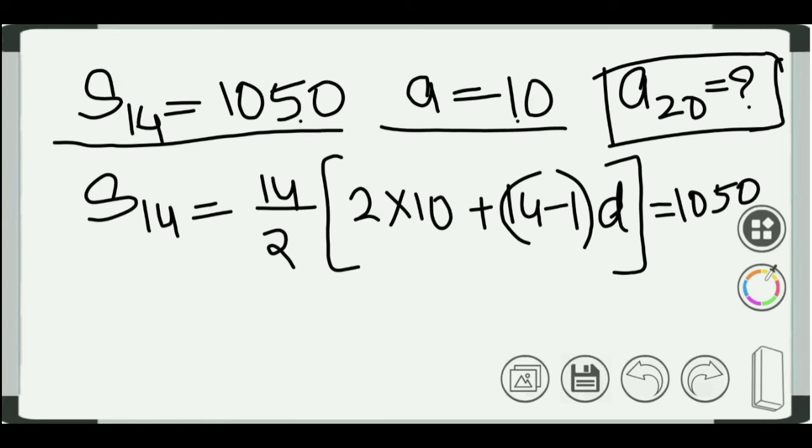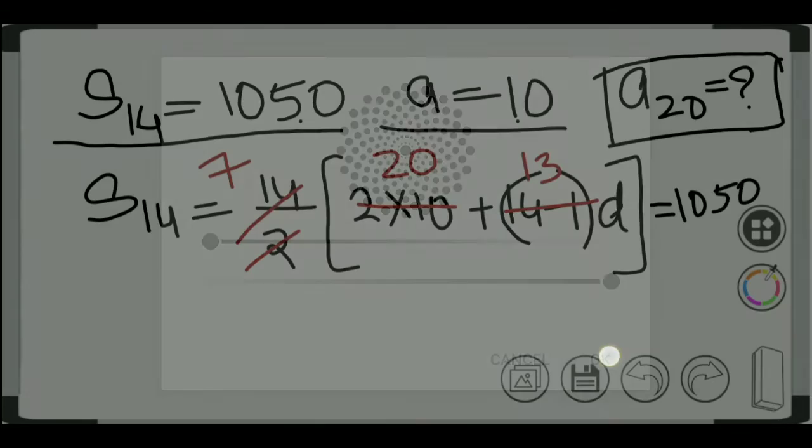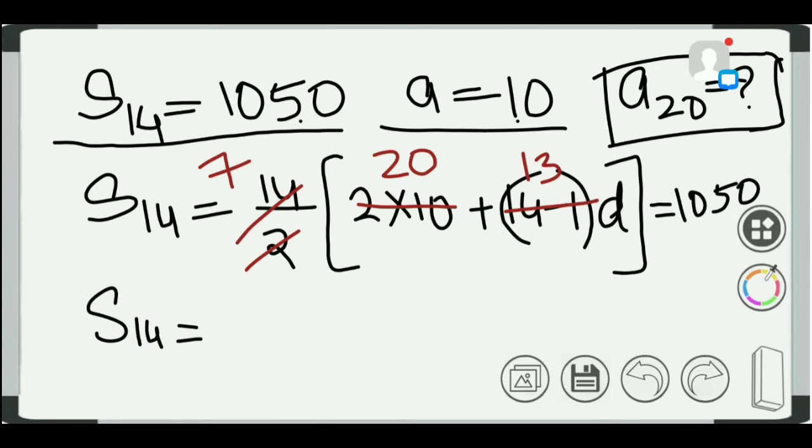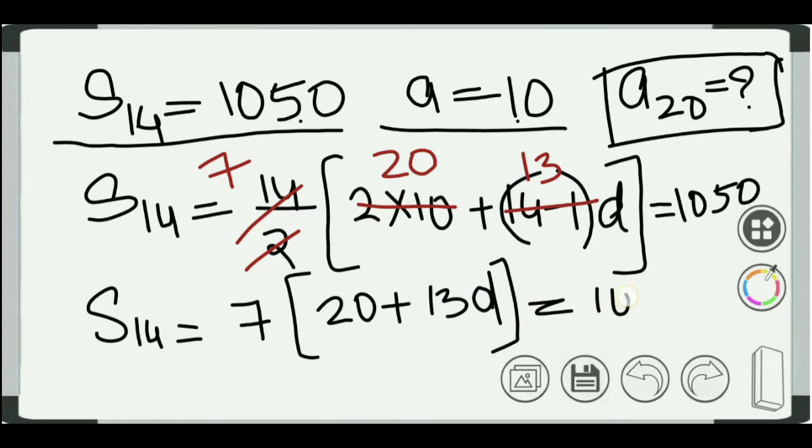Now I'm going to solve this one. See, 14 by 2 is 7. 2 into 10, 20. 14 minus 1, 13. So S14 is equal to 7 into 20 plus 13d. That is equal to 1050.